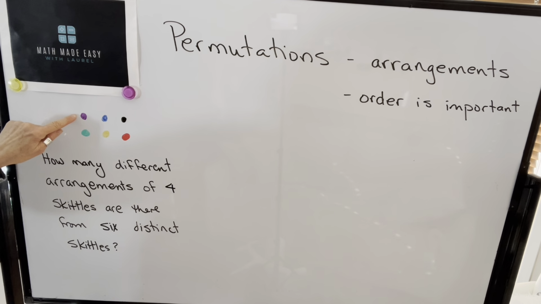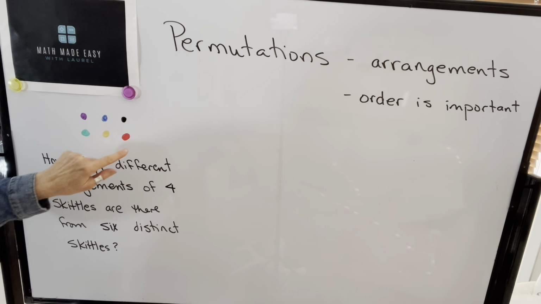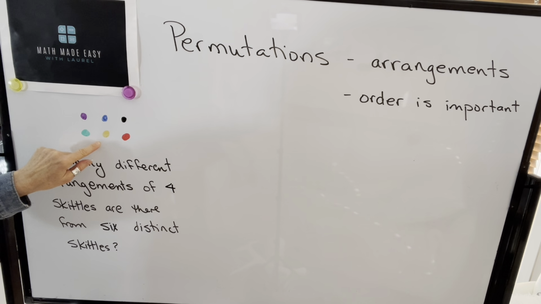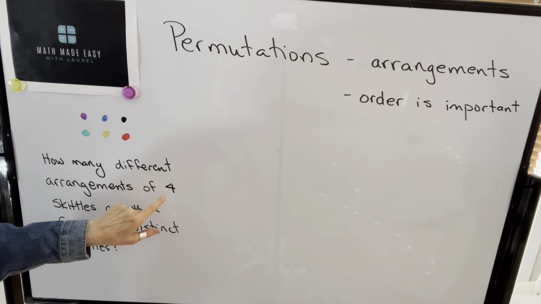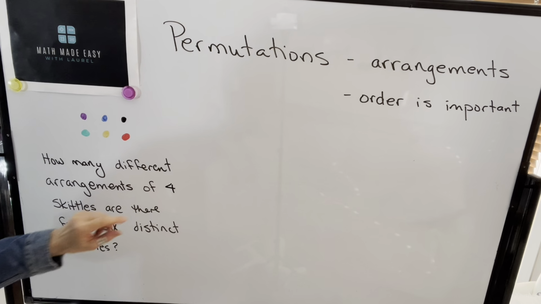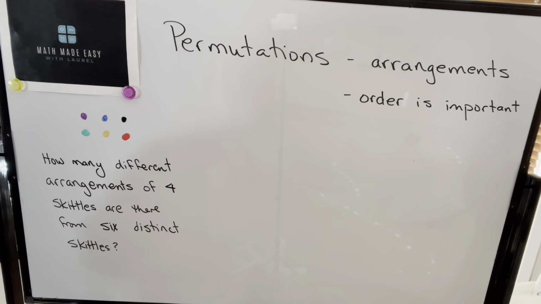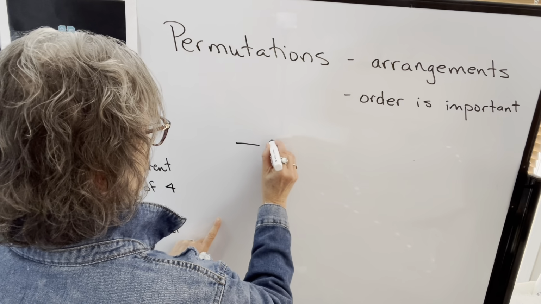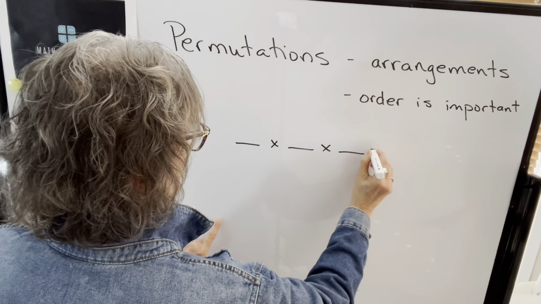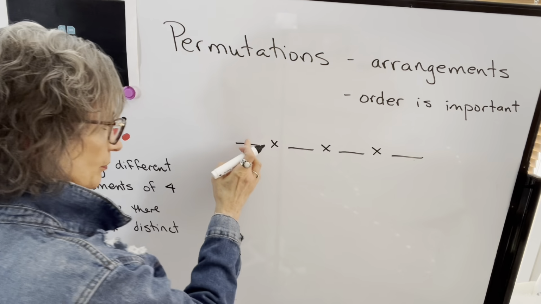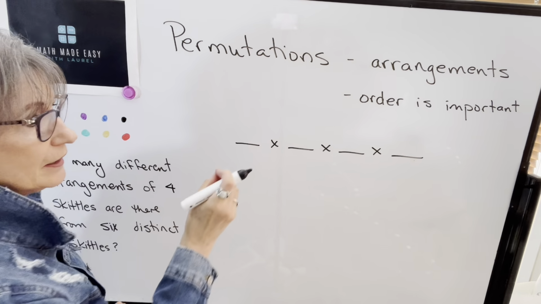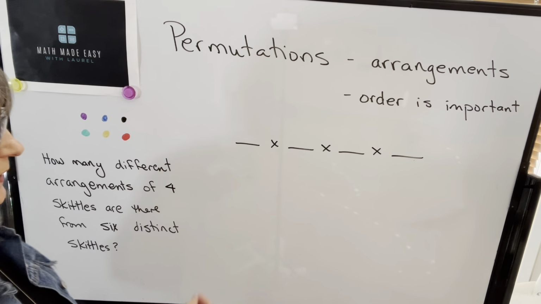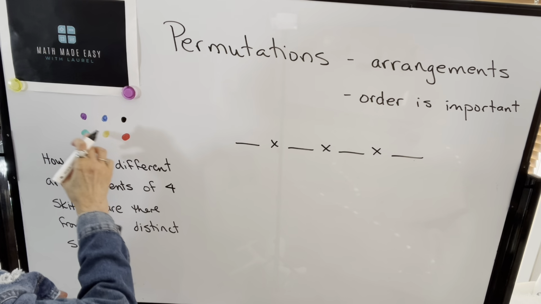Now let's increase the number of Skittles. Let's say that we have 6 different colored Skittles, and we want to know how many arrangements we would have if we chose 4 out of those 6. We have 4 Skittles that we're choosing. So what we're going to do is put numbers in here that indicate how many we have to choose from. So for our first Skittle, we have all 6 to choose from.